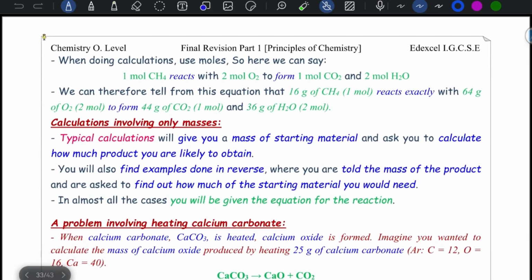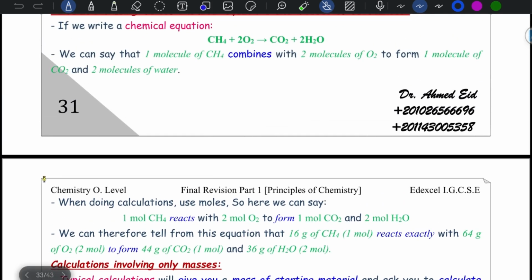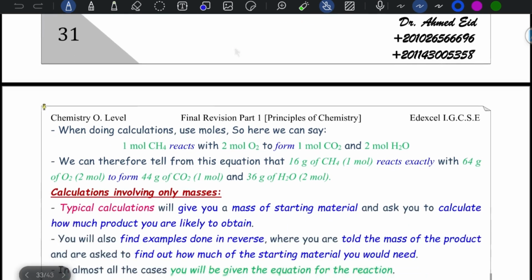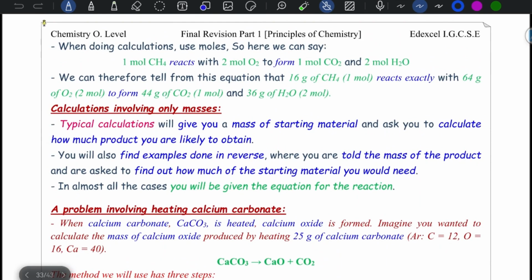When doing calculations using moles, we can say that 1 mole of methane reacts with 2 moles of oxygen to give 1 mole of carbon dioxide and 2 moles of water, from the coefficients present in the balanced chemical equation. We can also tell by grams, using the MR of each one. This means 16 grams of methane react exactly with 64 grams of oxygen, 2 moles multiplied by 32, to give 44 grams of carbon dioxide, 1 mole, and 36 grams of water, 2 moles.